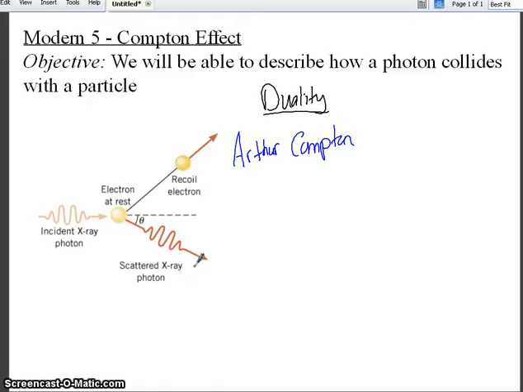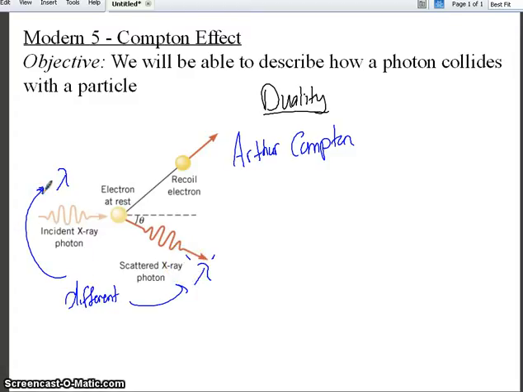What was interesting about this was that these photons had different wavelengths. So this one had a certain wavelength, and this one had a different wavelength. We'll call that wavelength prime. So these are two different wavelengths. And this diagram of a photon hitting a particle should look very familiar to you. It looks pretty much like a collision between two particles or between two objects, just like we discussed in momentum.